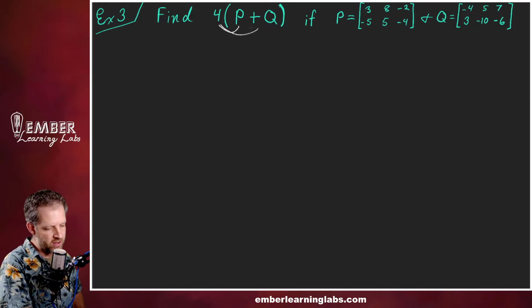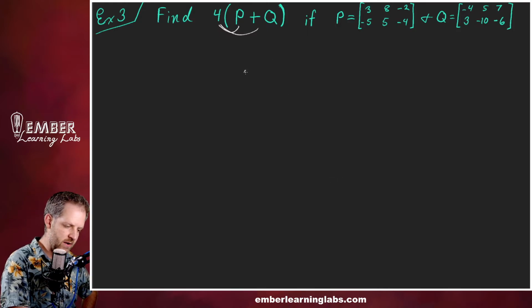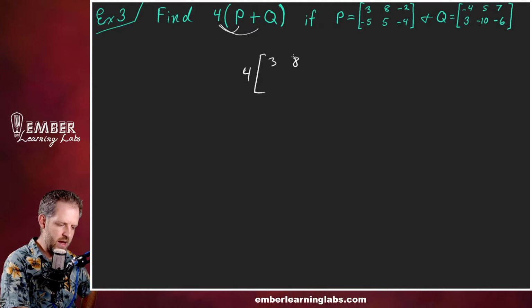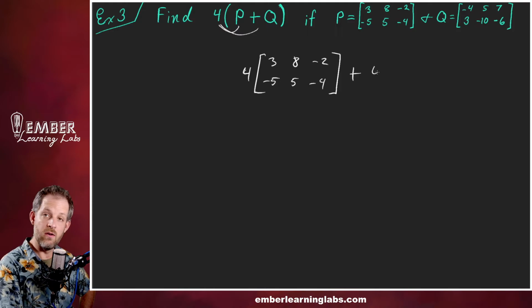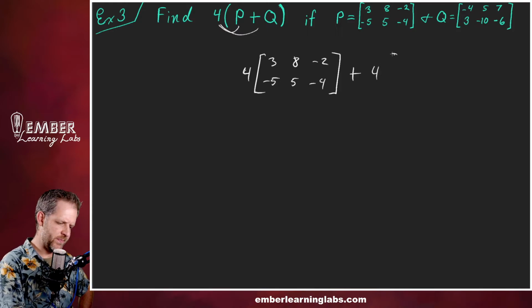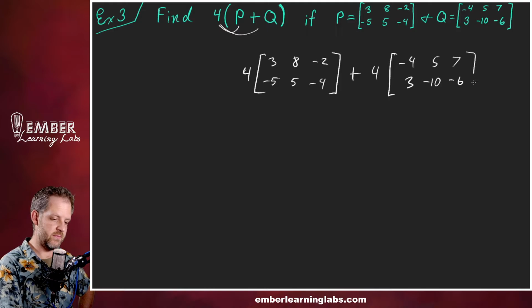So we've got a scalar multiplied times a couple of different matrices, right? So we've got 4 times 3, 8, negative 2, negative 5, 5, negative 4, plus 4 times negative 4, 5, 7, 3, negative 10, negative 6.